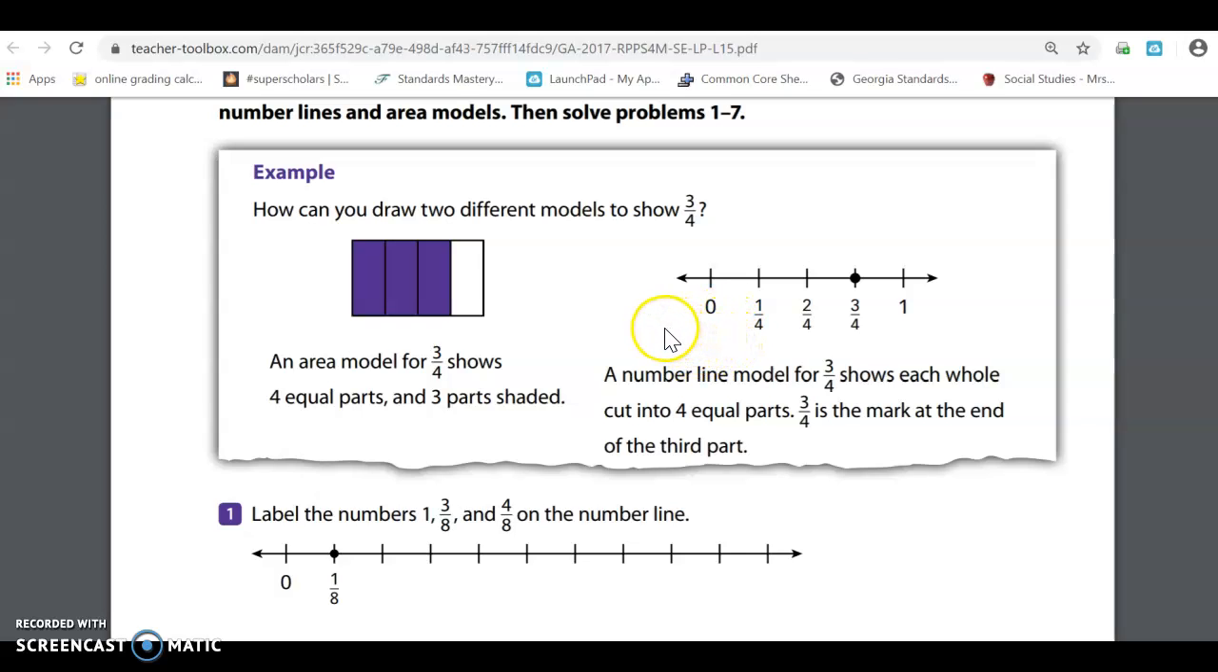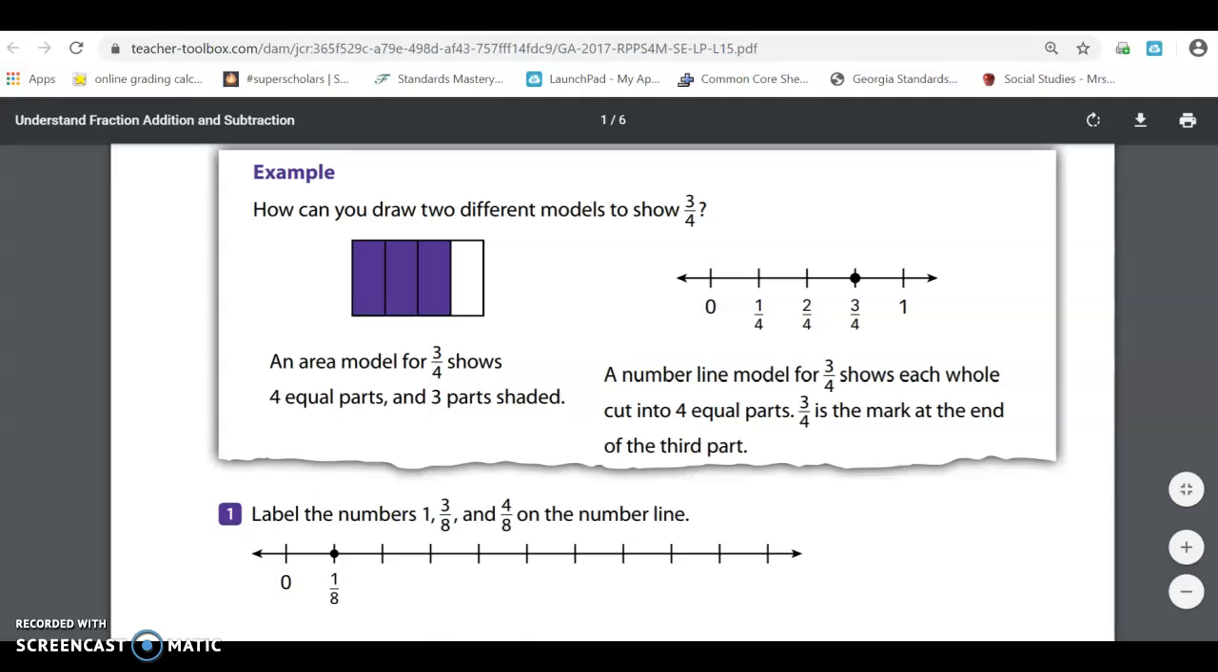Now let's take a look at our number line. It's partitioned, or divided, into 4 equal parts: 1, 2, 3, 4. Whenever you draw a number line, you always start with 0. Then with this number line, you'll have 1/4, 2/4, 3/4, and we'll put our little point to mark that this represents 3/4. A number line model for 3/4 shows each whole cut into 4 equal parts. 3/4 is the mark at the end of the third part.